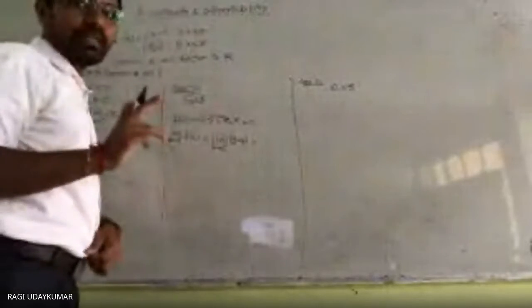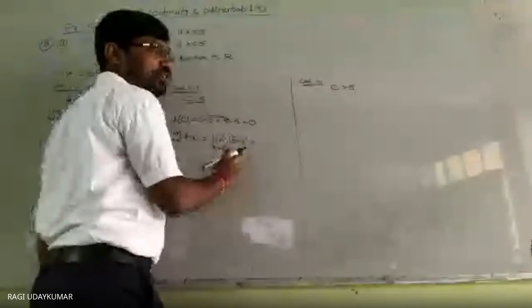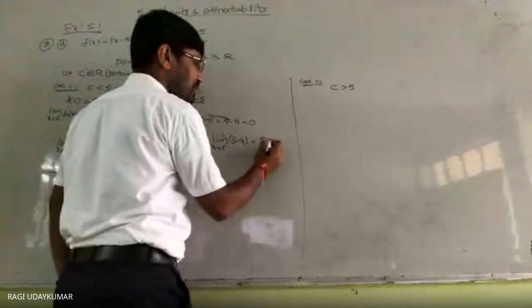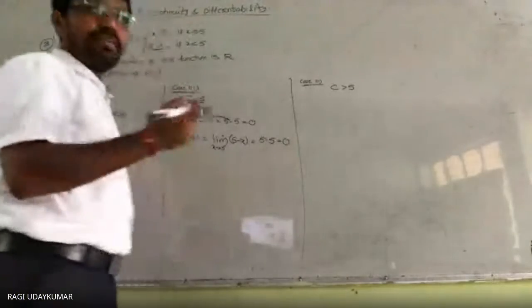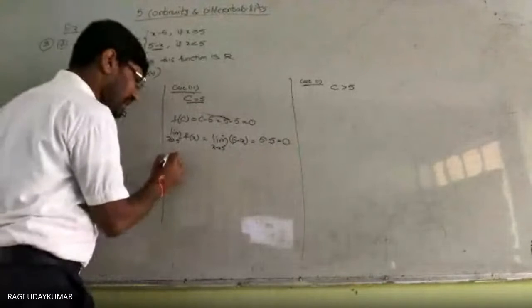Now here minus 5 should not be substituted. Most of the students will make that mistake. 5 only should be substituted. So 5 minus 5 equals 0. Left hand limit is 0. And the right hand limit, let us check.